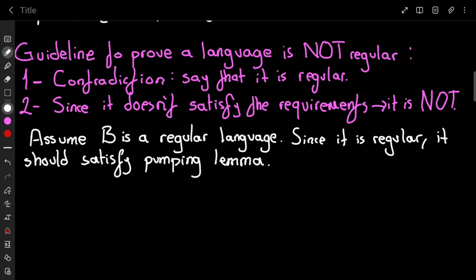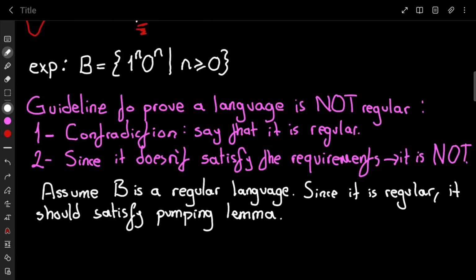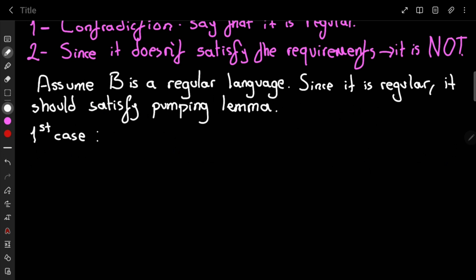First of all, we need to find different cases in which we can choose different y. We can choose y from the middle of the language or from the left side of the language or from the right side of the language. So we should find each case. For the first case, we will take y from the left side of the language. So our language is 1^n 0^n. Let's assume that p is some integer.